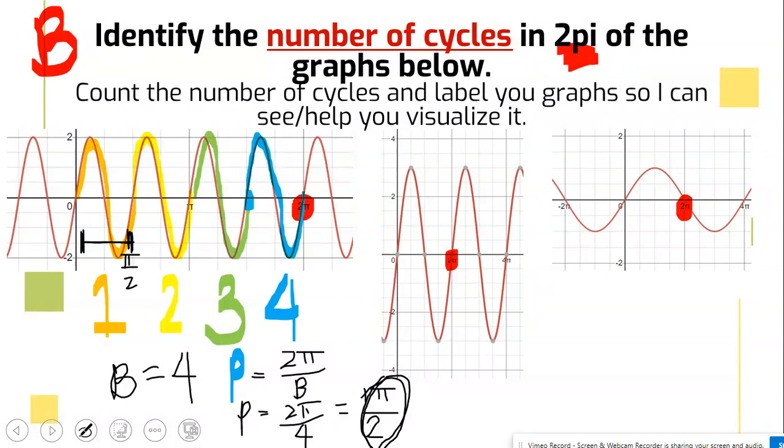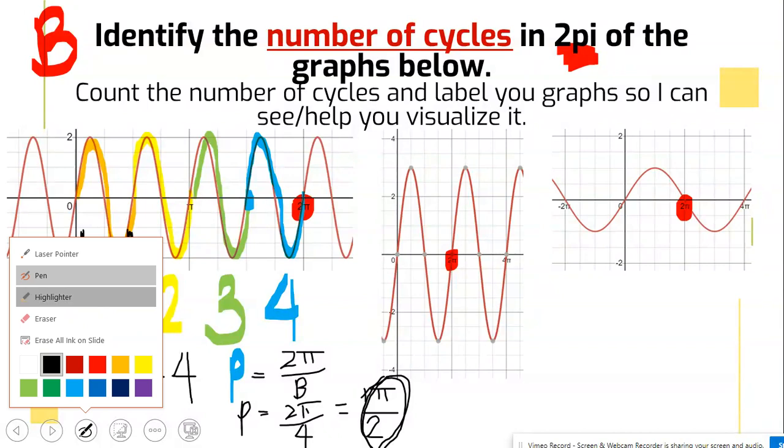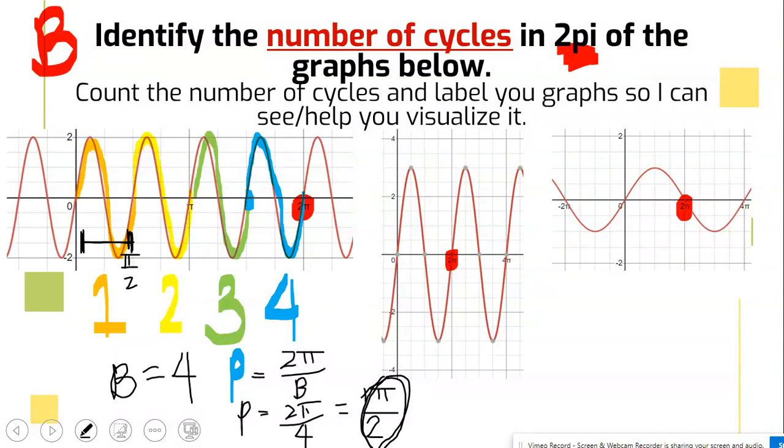Let's go to the next graph. Let's see how many cycles are from 0 to 2 pi of this graph. How many cycles from 0 to 2 pi exist? So start at 0, end at 2 pi. I already did a little marker. Has to go up, down, and then end at 0 again. Here, there's only one cycle. So b is equal to 1.